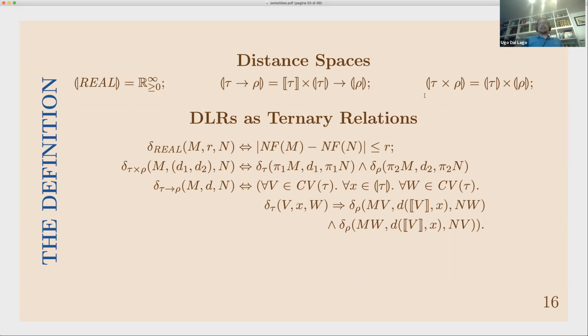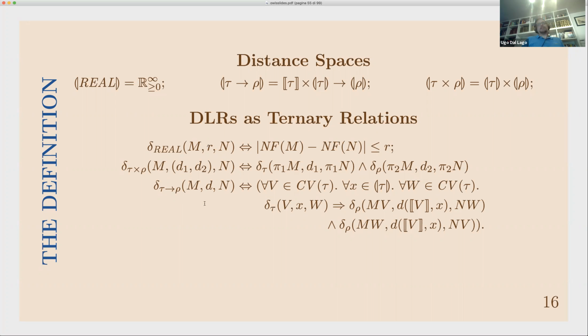And this way you can define differential logical relations not as metrics, but as ternary relations, in which two terms m and n are tapped at a certain distance measured by r. And of course, the nature of this distance is the one given by your distance space. So for example, two terms m and n of type real are at distance r if the two normal forms of the two terms are far away at the most by r.